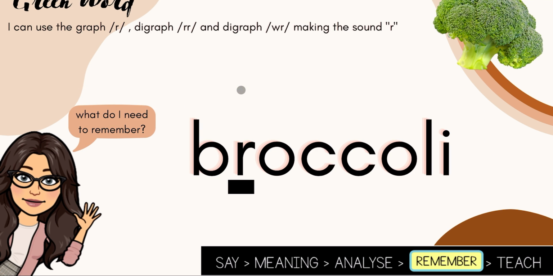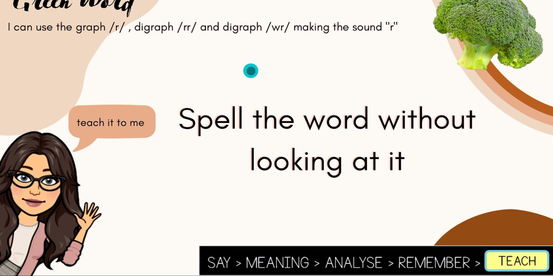What part of this word do you need to remember? Perhaps it is the focus for this week, which is that the singular graph R is making the R sound in the word broccoli. Or perhaps it's the digraph CC, which is making the K sound. Okay, have a go at spelling the word broccoli without looking at it.